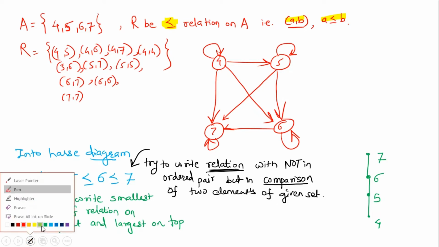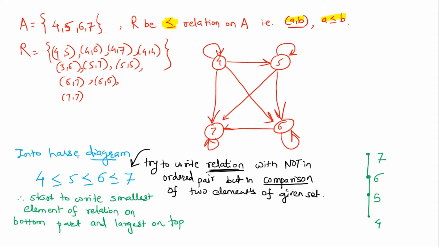Now to convert this graph into a Hasse diagram, what do we have to do? There are two methods. In the first method, we represent each element of your set in the notation given to your relation. So this is the less than or equal to operator. We write these elements in that relation format: 4 is less than or equal to 5, 5 is less than or equal to 6, 6 is less than or equal to 7. Now we draw an edge between these elements. Now 4 is less than or equal to 5, so this pair will be (4, 5).